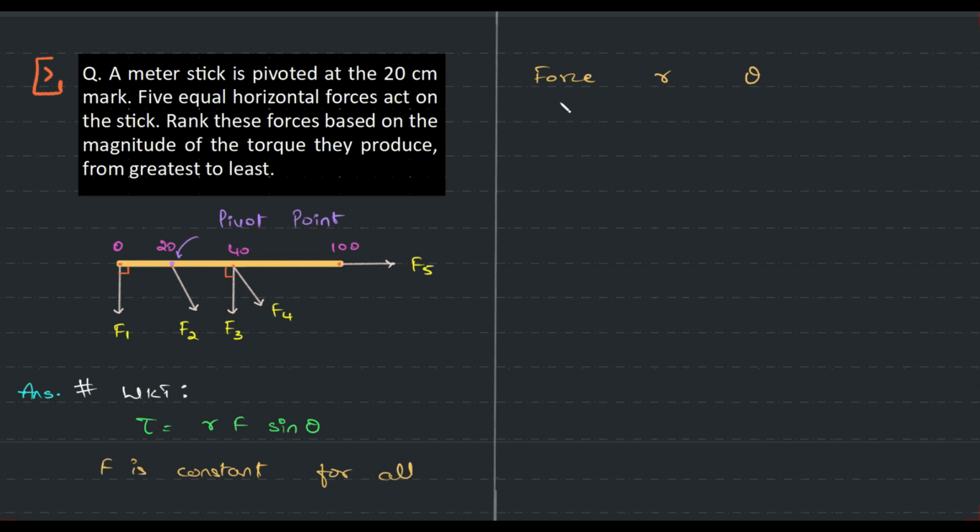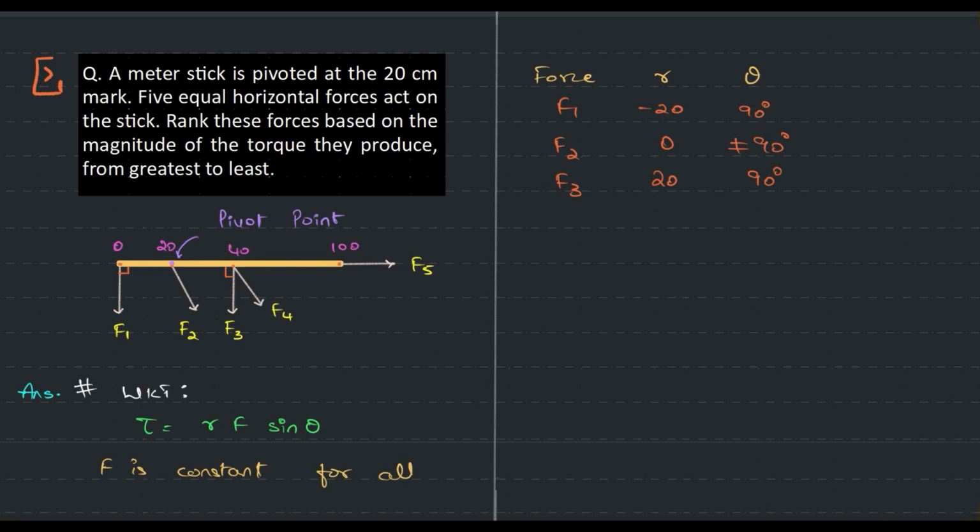So force 1 is at negative 20, right? It's to the left, and theta is 90 degree. Force 2 is at 0. Theta will not matter, but still I'll write it's not 90 degree though. F3 is 20 centimeters away, and the angle is 90 degree, right? I hope you guys are understanding which angle I'm talking about.